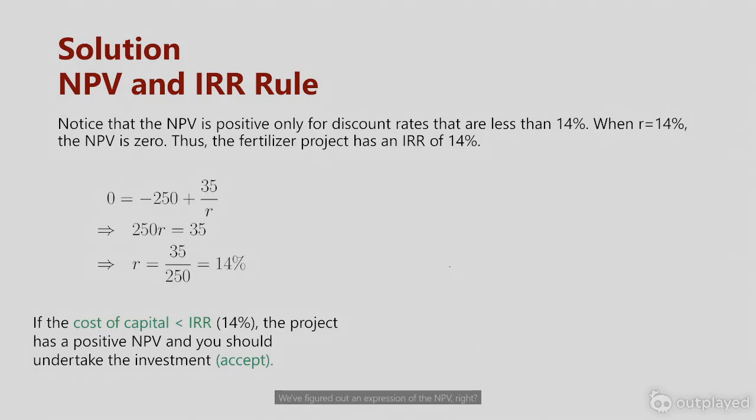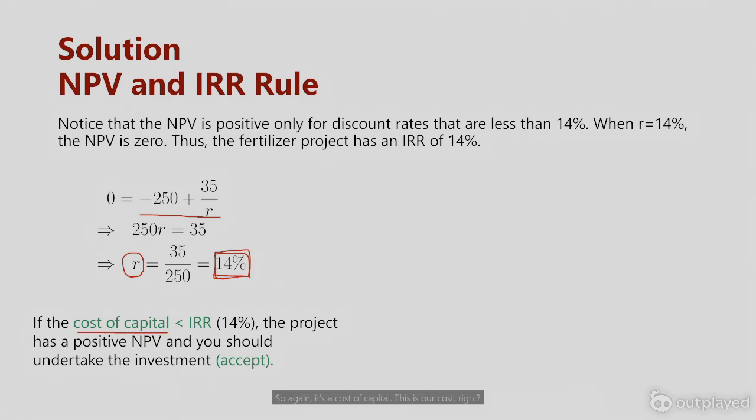The problem is this. We figured out an expression of the NPV, right? What was the definition of IRR? Internal rate of return was the interest rate that satisfies NPV equal to 0, correct? So we can derive an expression for the internal rate of return. If we solve this formula, that should give us around 14%, right? This is the percentage rate that we can expect if we implement this project right away, right?